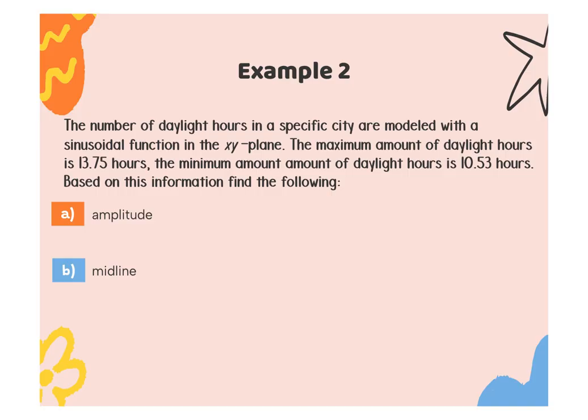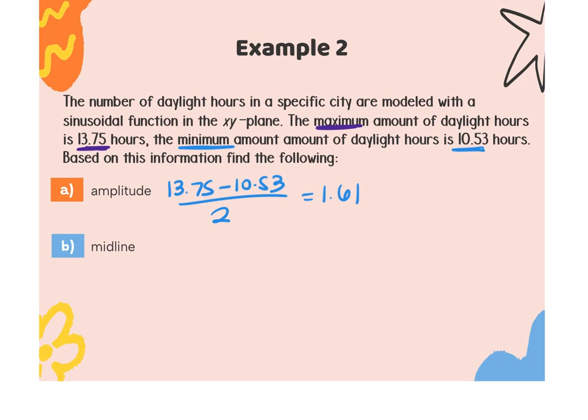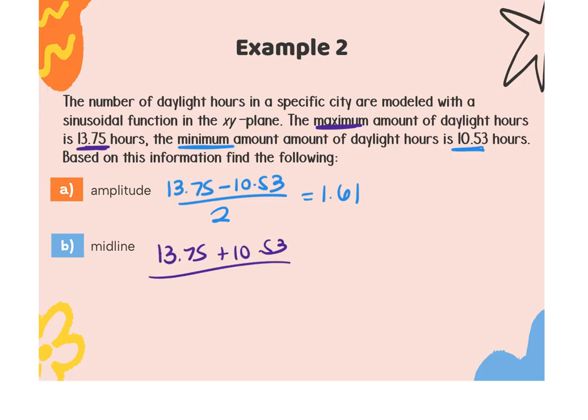All right, example 2 says the number of daylight hours in a specific city are modeled with a sinusoidal function in the xy plane. The max amount of daylight hours, so max is 13.75, and the minimum amount of daylight hours is 10.53. Based on this information, find the following. So amplitude and midline. Amplitude, I'm going to do max minus min divided by 2. So 13.75 minus 10.53 divided by 2 is 1.61. And midline, 13.75 plus 10.53 divided by 2.